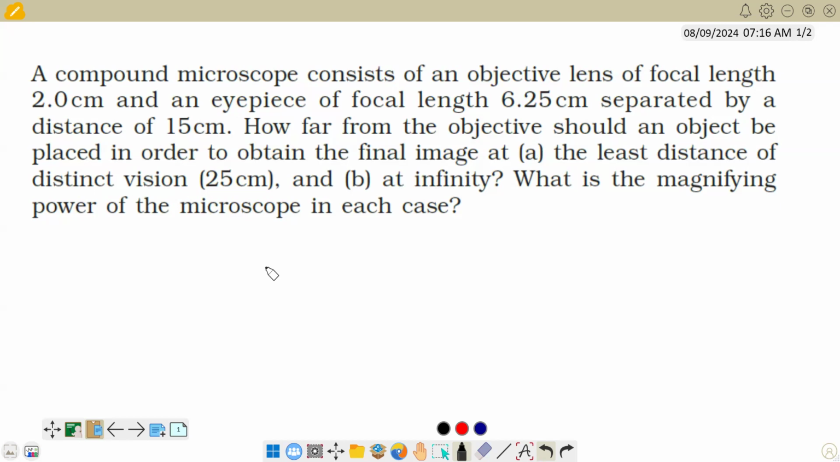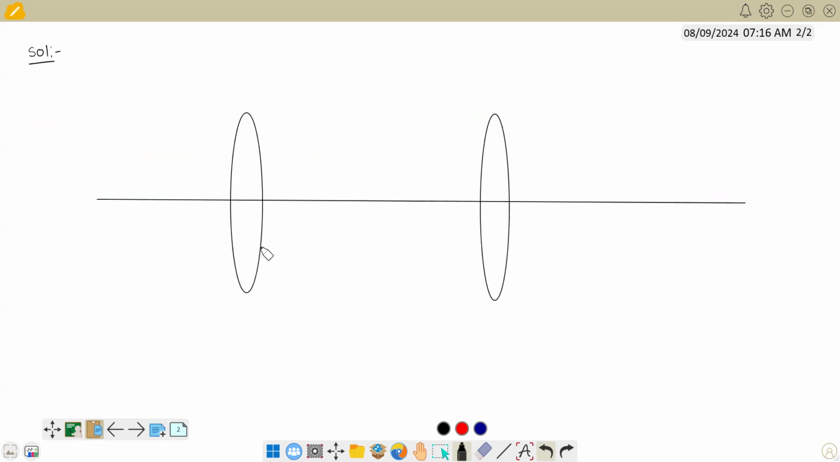Whenever you need to solve any question based on microscope or telescope, NCERT question especially, you draw the diagram that is given. So he has given two lenses. Let us assume this is where I place my object. Generally, I prefer to place the objects on the left side. So I call this lens the objective lens. And this is the eyepiece because here we have our eye.